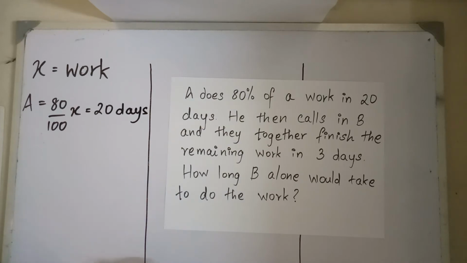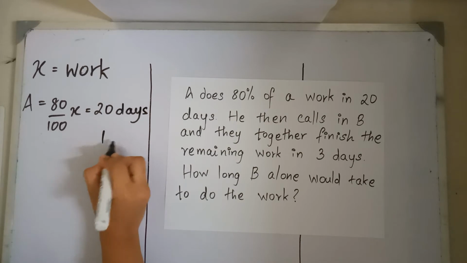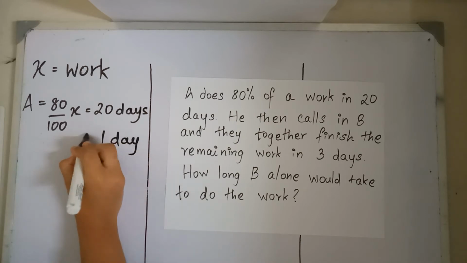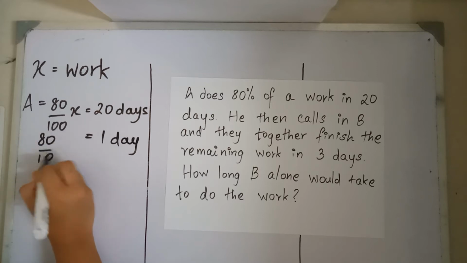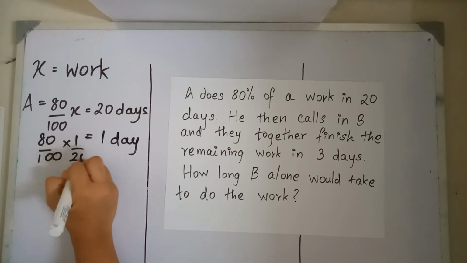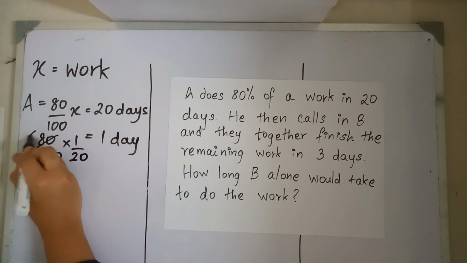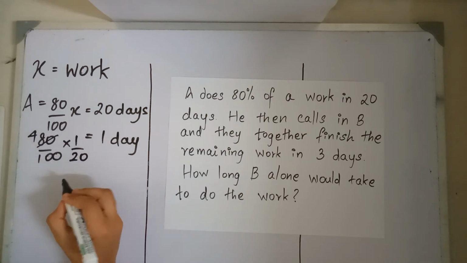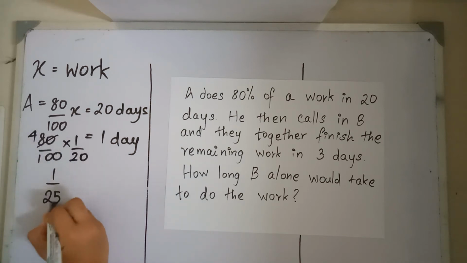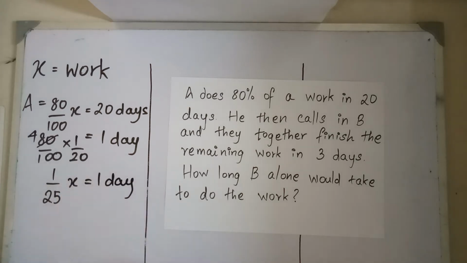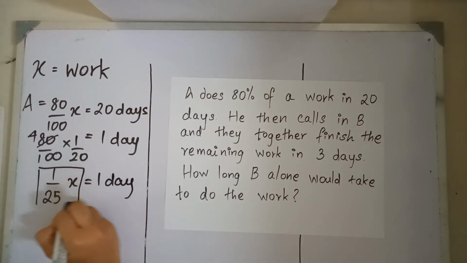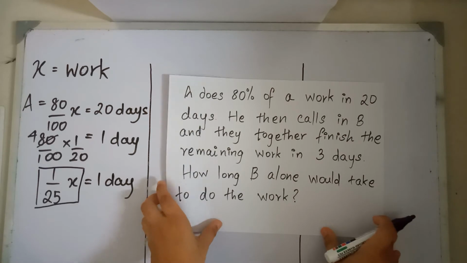Now we can find out how much work A does in one day. In one day, 20 will come out to this side. In one day, A will do 1 by 25 of the work, 1 by 25x. This is A's contribution in one day. Now let's look at the question.